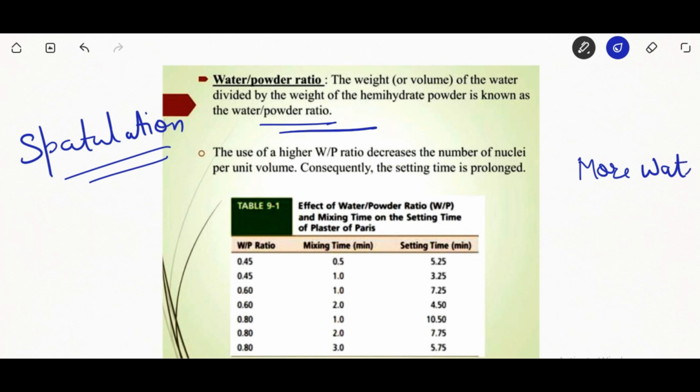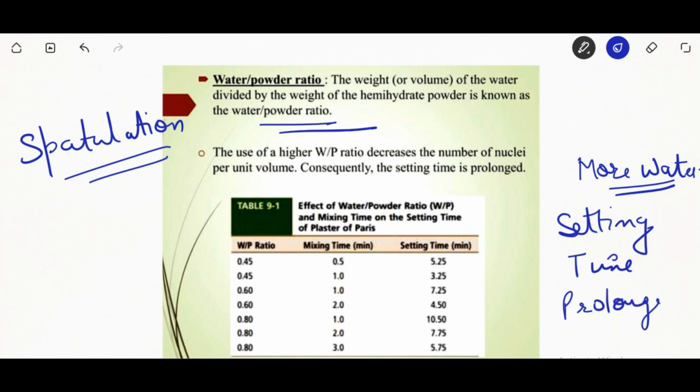Other is the water-powder ratio. The more water that is used for mixing, the fewer nuclei there will be per unit volume. So if the nuclei are fewer, the setting time will be prolonged.